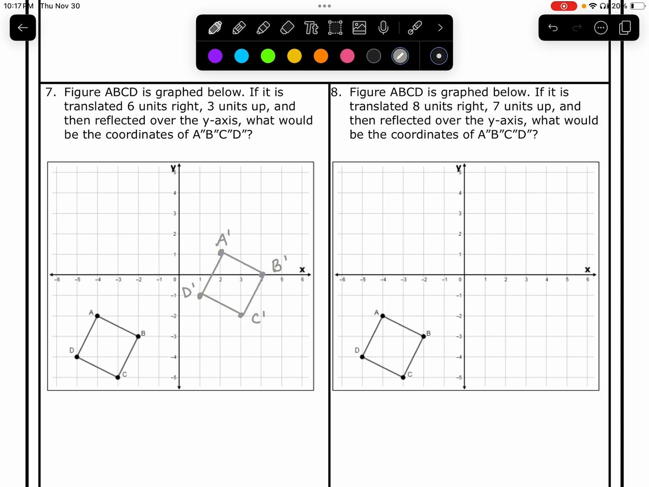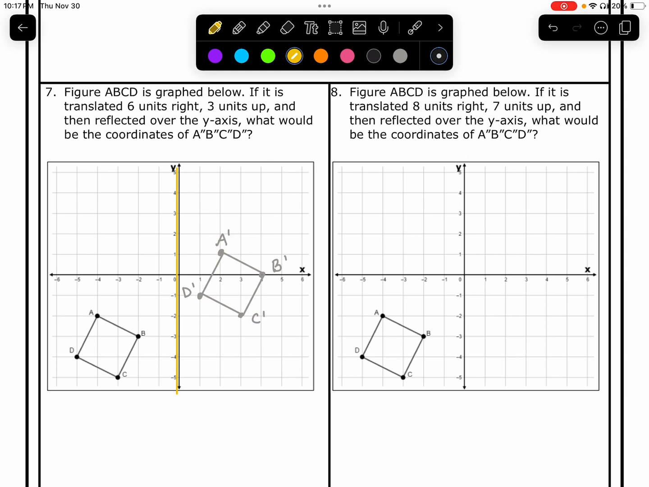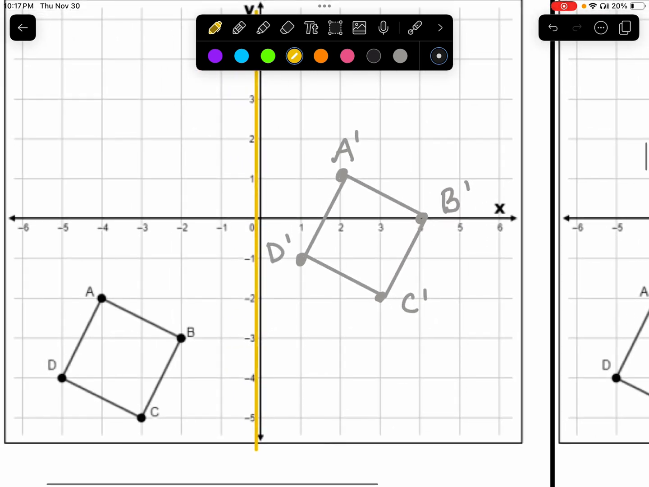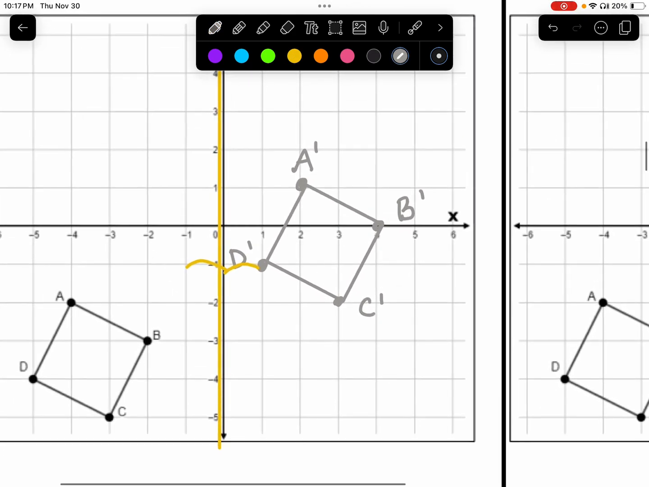After that, we're going to reflect this over the y-axis, which is right here. When we flip over the y-axis, just count the perpendicular distance. We can see here that D is 1 unit away, so we're going to go 1 unit on the other side. So that'll be D prime.